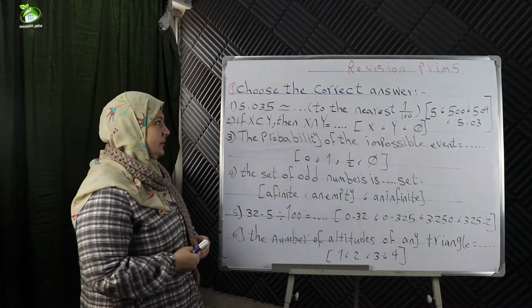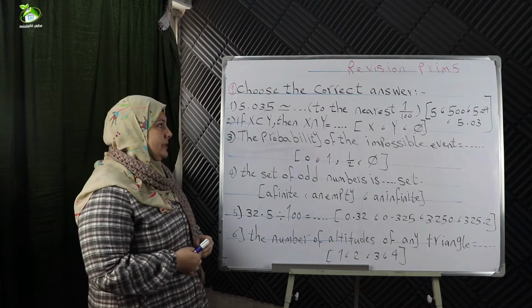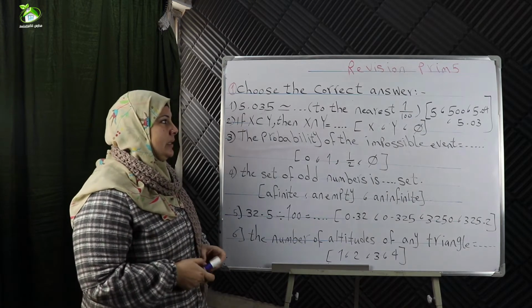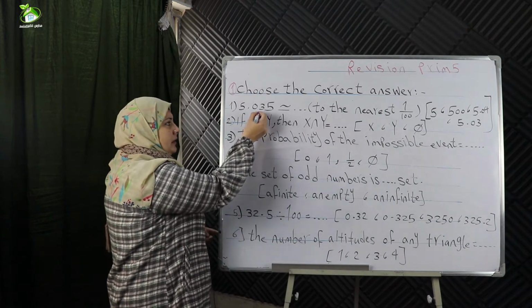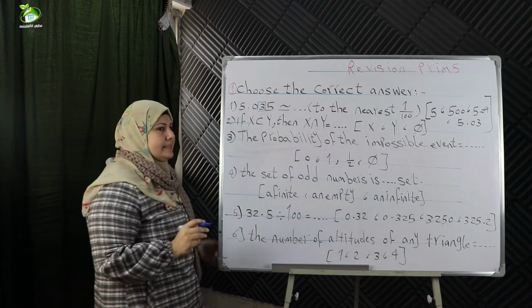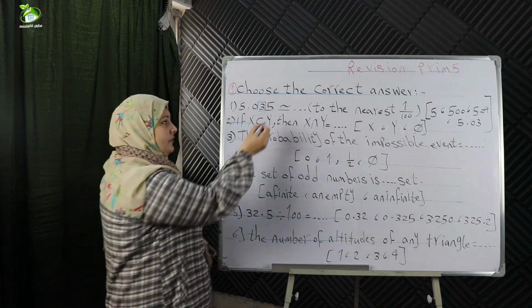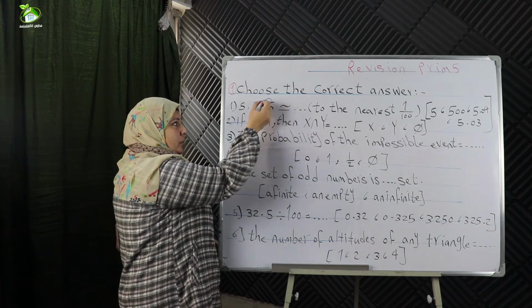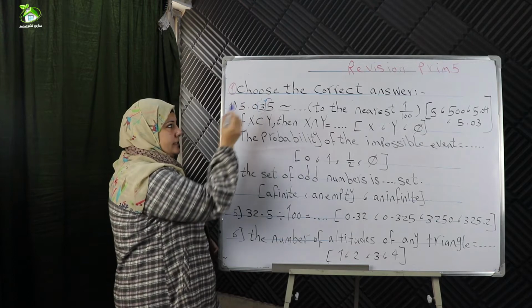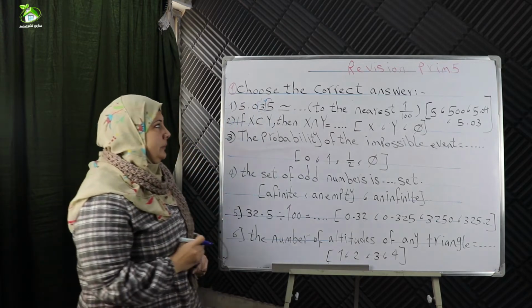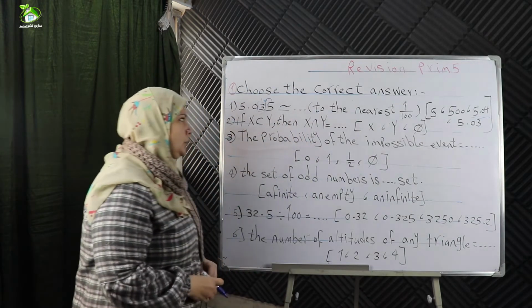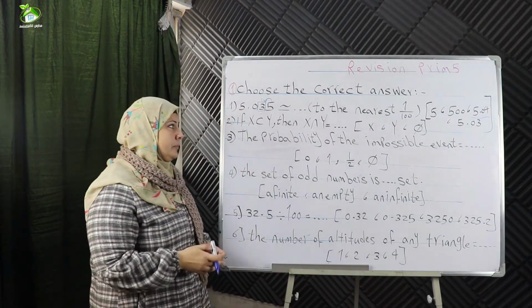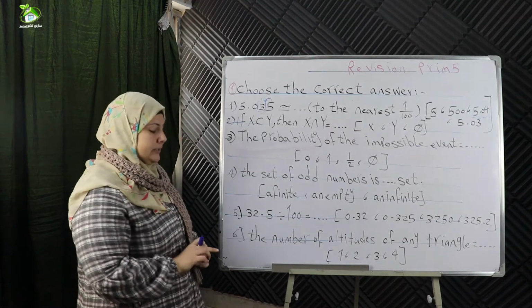Choose the correct answer. Number 1, 5.035 to the nearest hundredth. Determine the hundredths digit. Since the thousandths digit is 5, we will add 1 to the hundredths digit. The result will be 5.04.